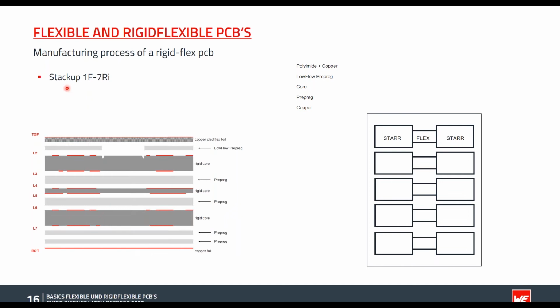On the left side, you see the cross section of the PCB, and on the right side, a top view of our production panel. The contour and placement of the PCB in the production panel is shown schematically here. 5 PCBs: rigid area, flex area, rigid area.